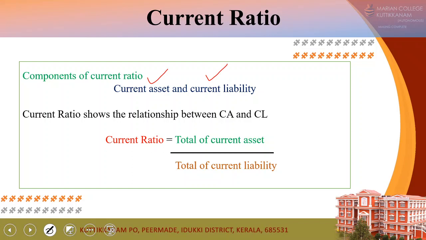The current asset includes cash and those assets which can be easily converted into cash within a short period of time, generally we say 1 year. And current liabilities are those obligations which are payable within a short period of time, generally 1 year. So the current ratio shows the relationship between current asset and current liability, and it is calculated by dividing the total of current asset by the total of current liability.